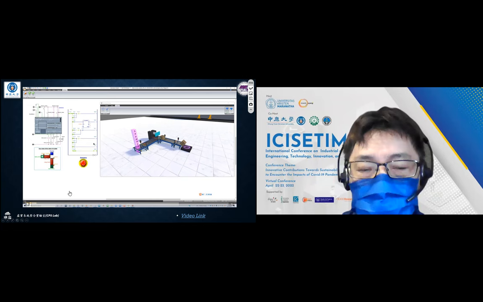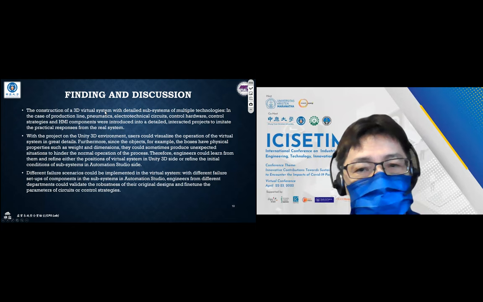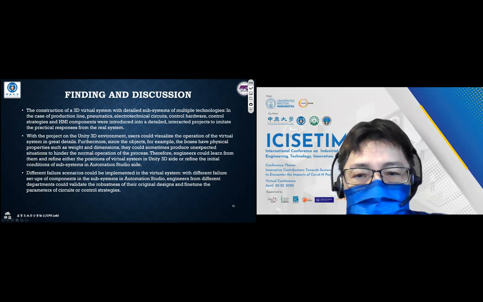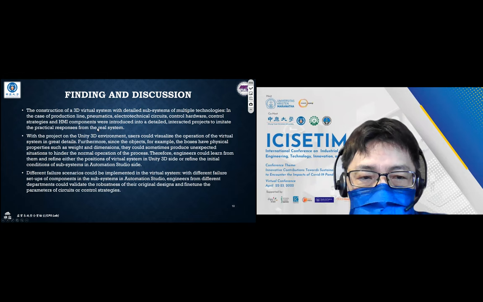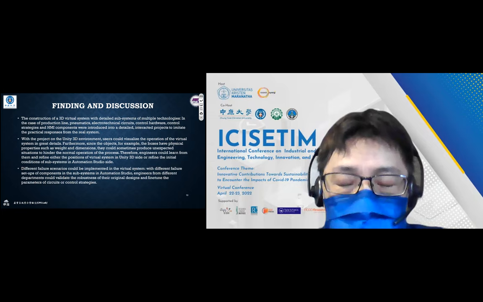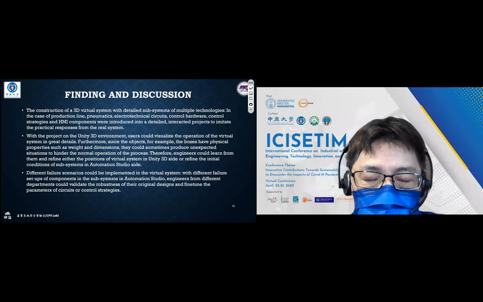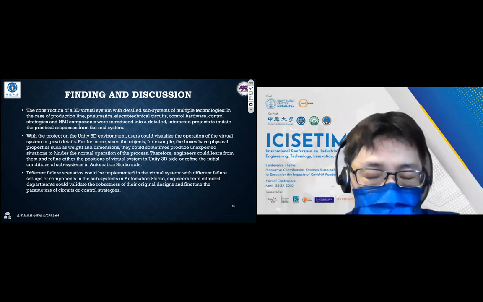So yes, in this finding, we also say the construction of a 3D virtual system is doable, and we design this system so it can imitate the response from the real system, and also the Unity environment can be expanded. Here I didn't show it, but with the Unity 3D system, more conveyors can be added very easily. If you dig more into Unity 3D, there are a lot of possibilities.